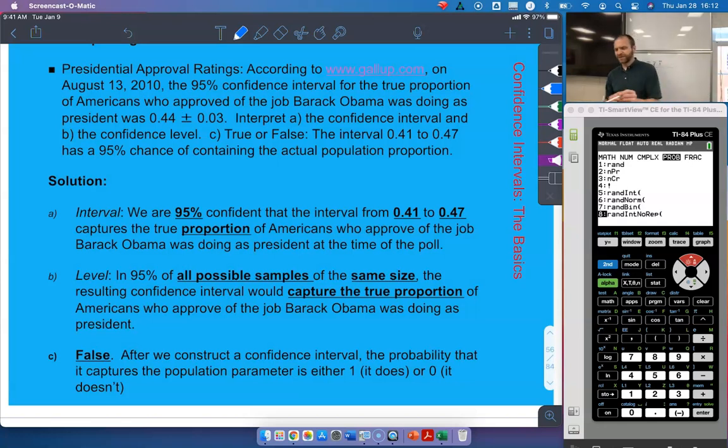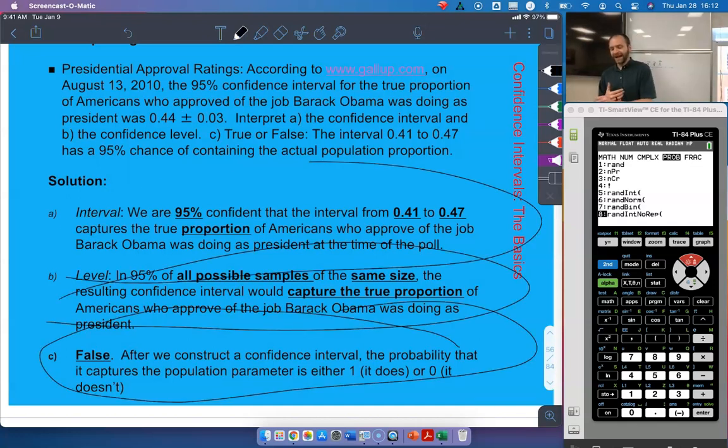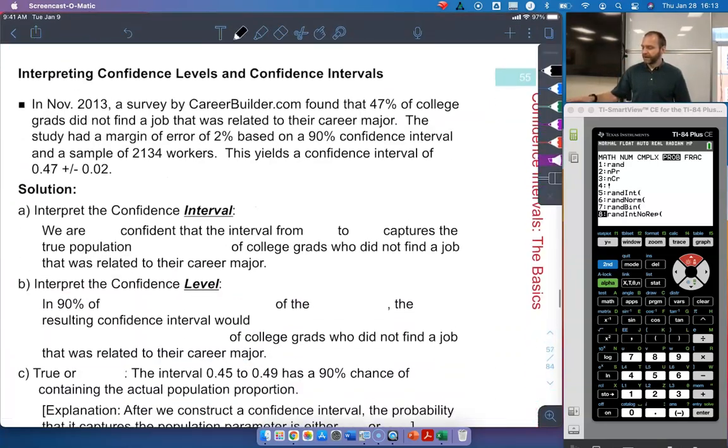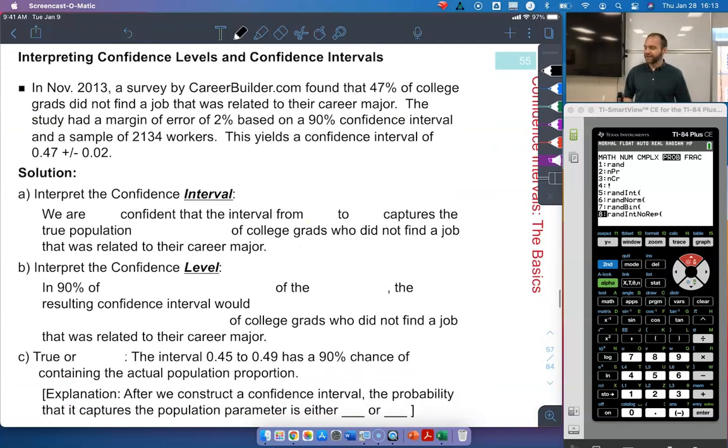And I know this is a blue slide, but if I were a student, I would pause and write these down as examples for interpreting, because I really like these A, B, and C's foreshadowing. So here we go. Interpreting confidence levels and confidence intervals.